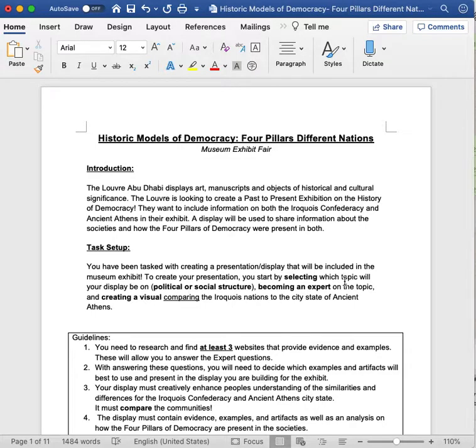A display will be used to share information about the societies and how the 4 pillars of democracy were present in both. And so that's what's happening. Your task. You have been tasked with creating a presentation or display that will be included in this exhibit. You're going to create this presentation, because that's what a display really is, you're going to be selecting the topic, right? Either political or social structure. You're going to become an expert on the topic, and you're going to create a visual comparing the Iroquois nations to the city-state of ancient Athens.